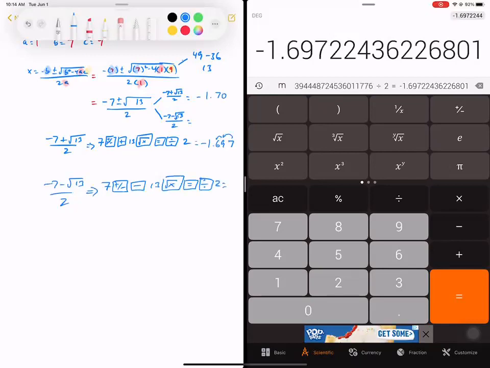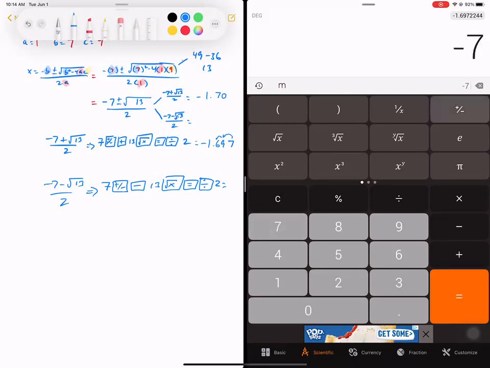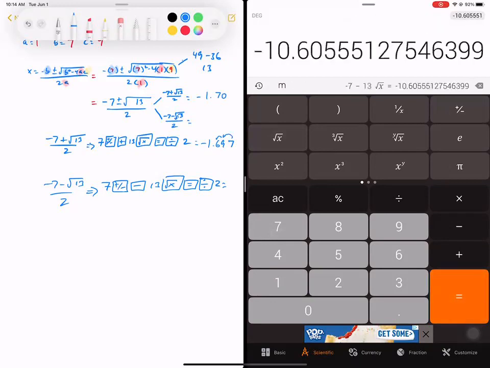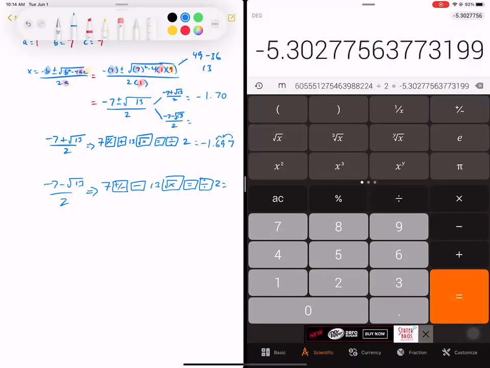There's a lot of typing on your calculator. So I would say this is slow, but in this case, since it is a decimal answer, this is the best that we can do. So 7 plus minus, 13 square root equals, that's our answer. We're going to divide this by 2. And we end up with negative 5.302. I'm going to round down, so it's negative 5.30.